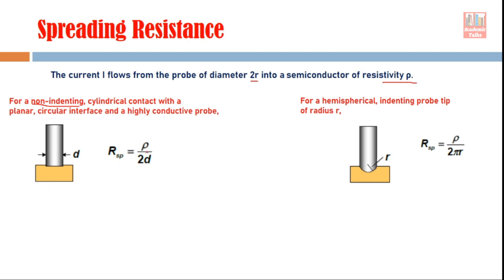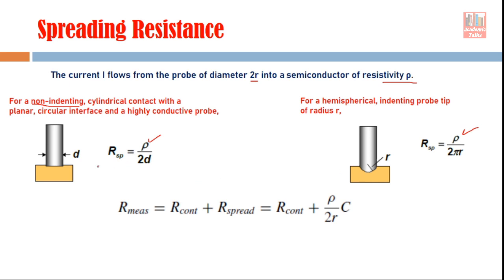So if you can experimentally find out how much the spreading resistance is, and if you know the diameter, it's also possible to find out the resistivity of the semiconductor, because this rho is the resistivity of the semiconductor. Sometimes this 4 probe measurement is also used to find out resistivity. So you can find out resistivity with the help of the 4 probe method also, but the spreading resistance measurement also gives you an additional tool to find out the resistivity of the material, or the resistivity of the sample, right?